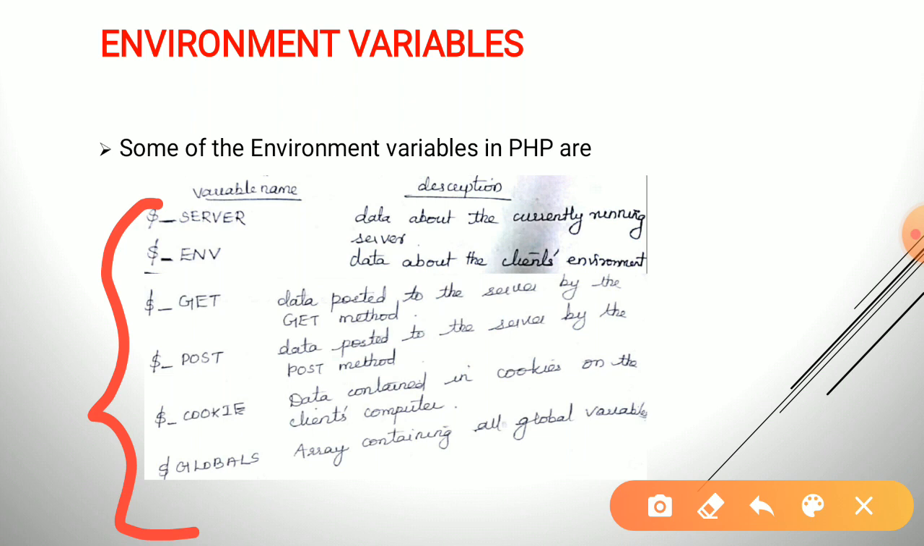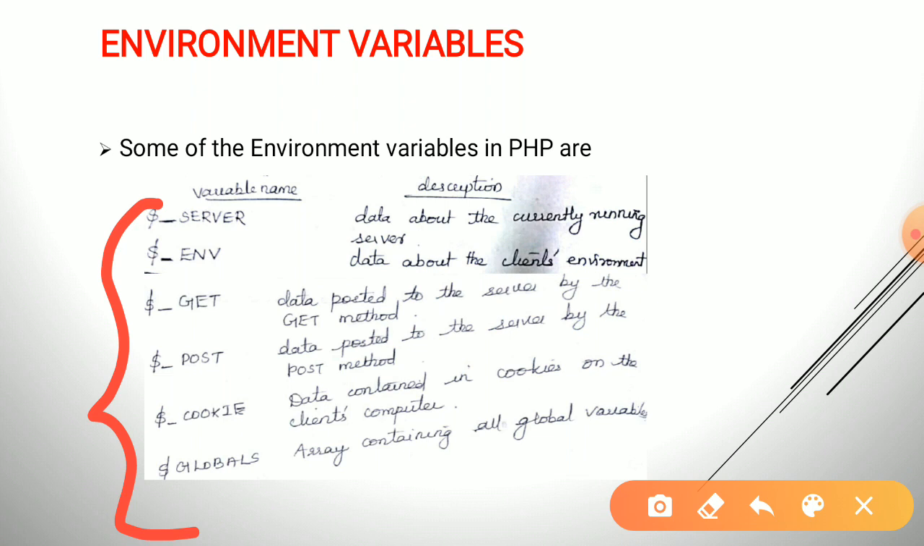The first one is $_SERVER. This array holds data about the currently running server. The second one is $_ENV. ENV is environment. It contains data about the client's environment. The next ones are $_GET and $_POST.